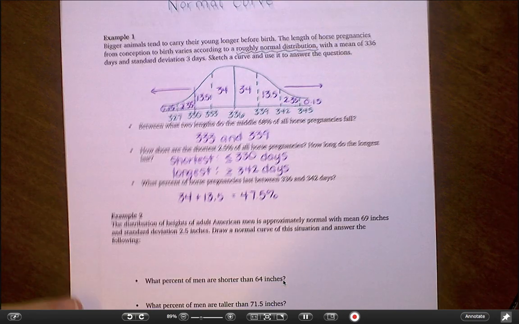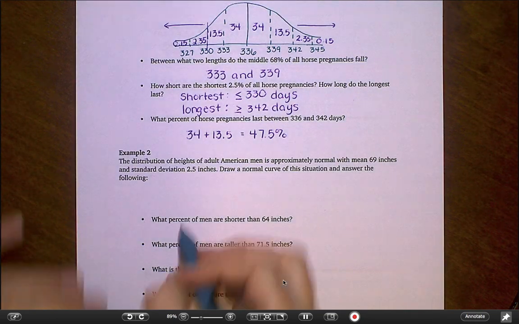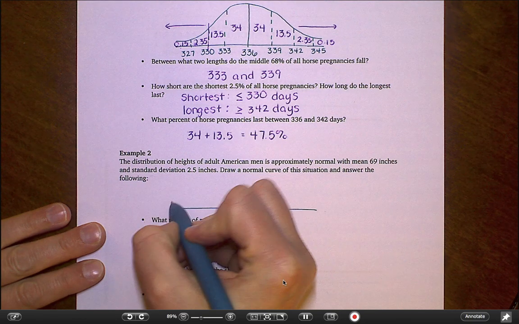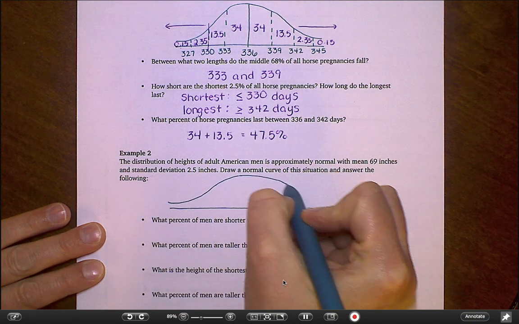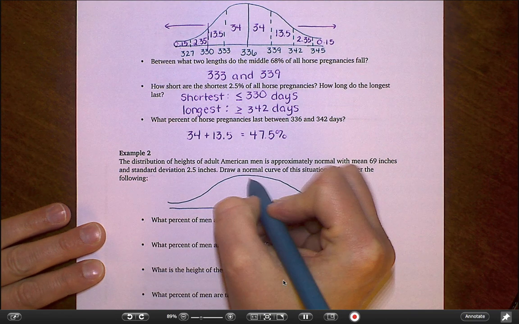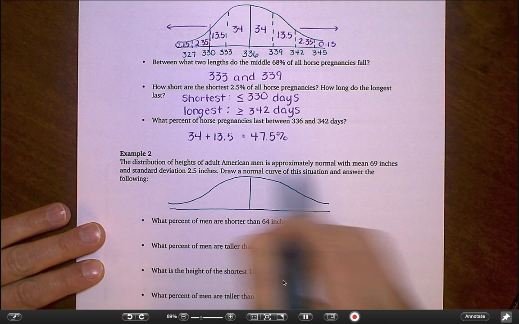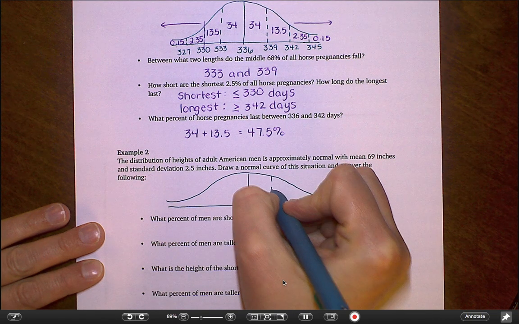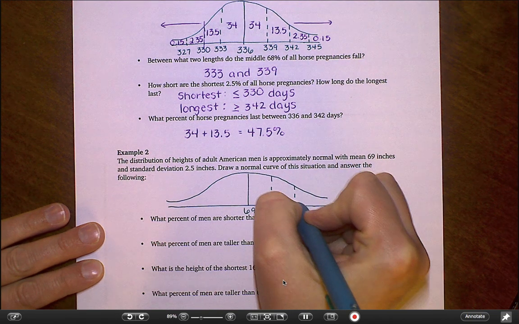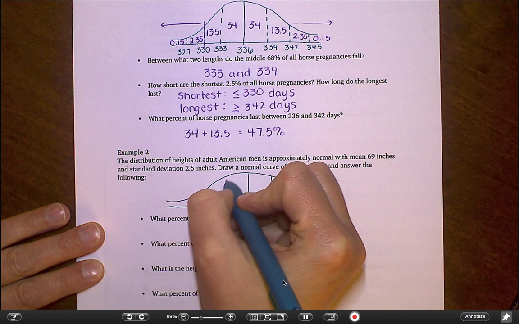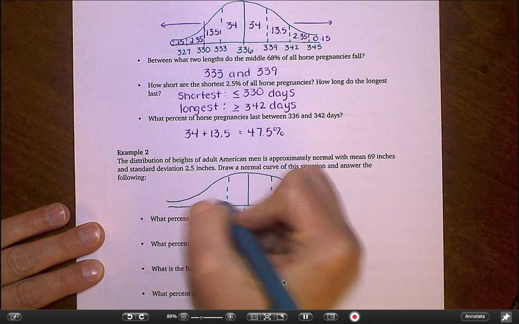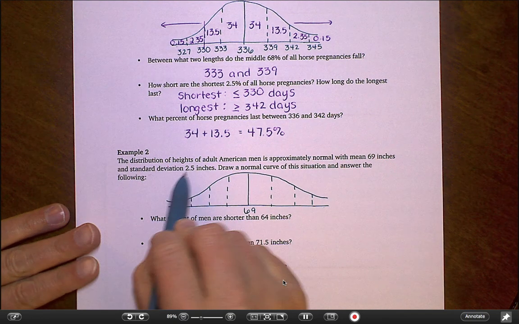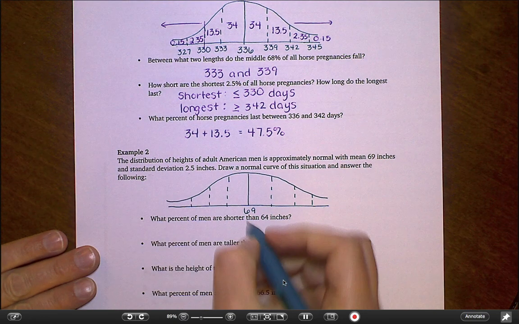Okay, let's try another one with heights of adult American men. And I feel like I've drawn this curve in particular a million times. Okay, so we've got our mean of 69, 3 standard deviations in each direction. And we're counting by a standard deviation of 2.5.